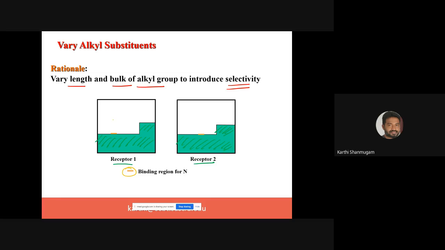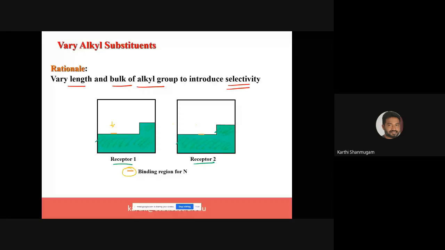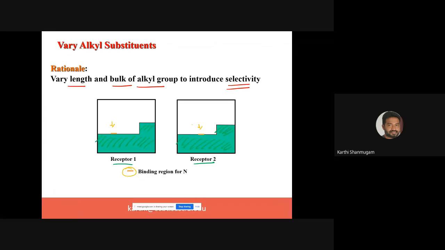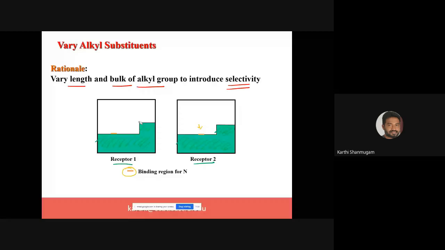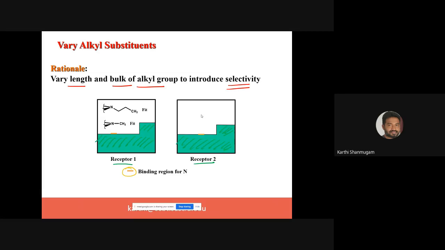Here you can see the binding region in receptor 1 is present here, and the binding region in receptor 2 is present here. That's a slight variation in the position of the binding region present in the receptor. So now what we are going to do is fix a molecule inside the binding region. Say we have two molecules now. I'm going to show the first molecule and second molecule. Let's number these for better discussion.